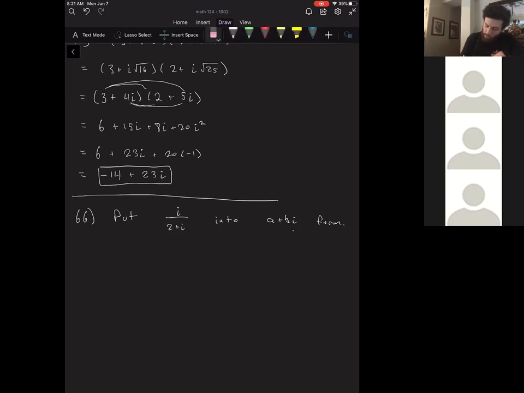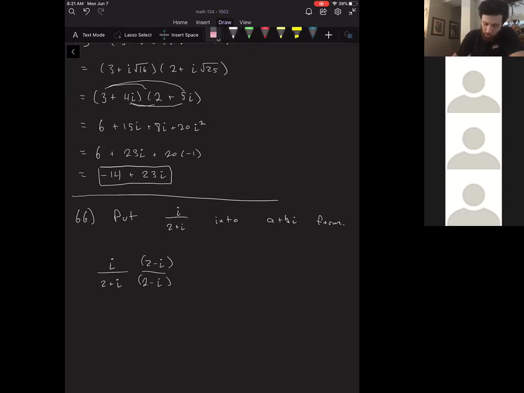So the way we do that is, let's take our number over here, the i over 2 plus i. We look at the denominator. The denominator is always going to be given in A plus Bi form. What we're going to do is take our denominator, but change that sign. If it's a plus sign, we turn it into a minus sign. So we do 2 minus i, and multiply the top and the bottom by that number.